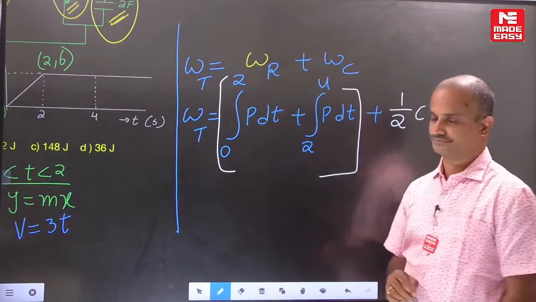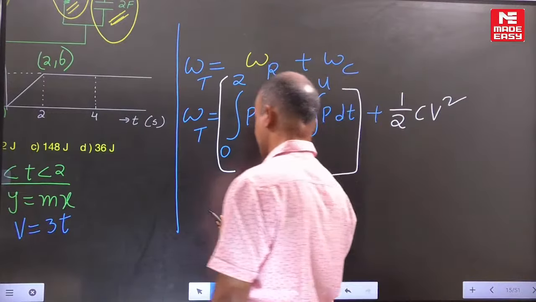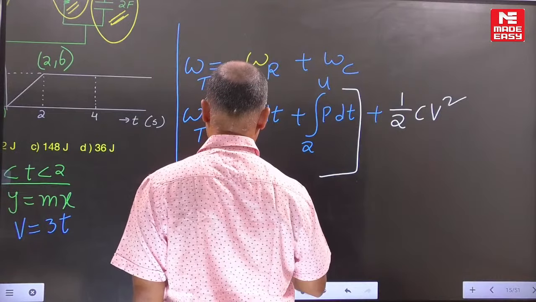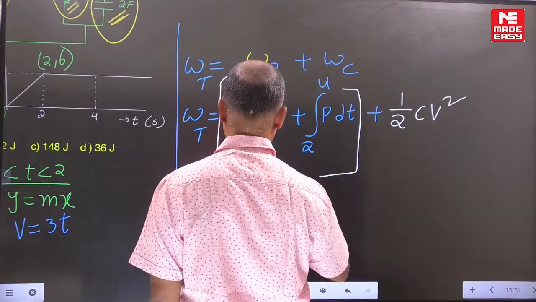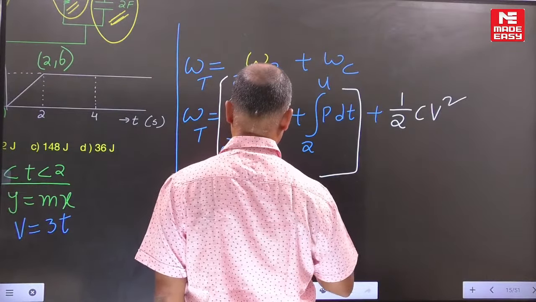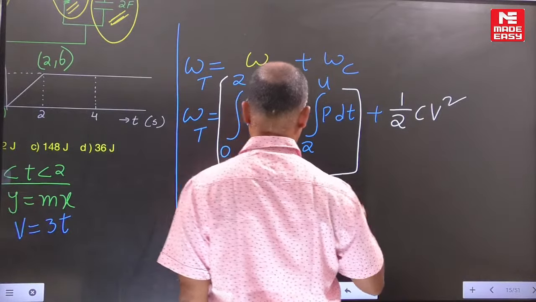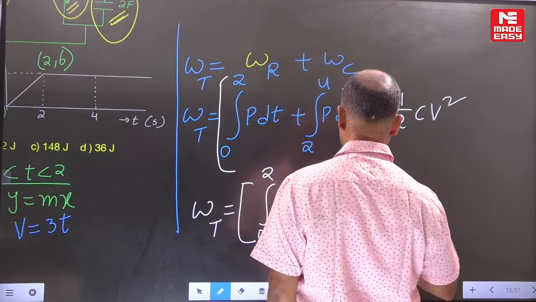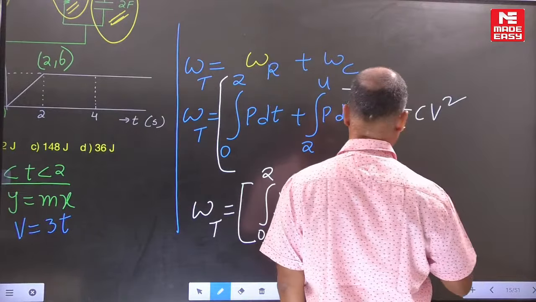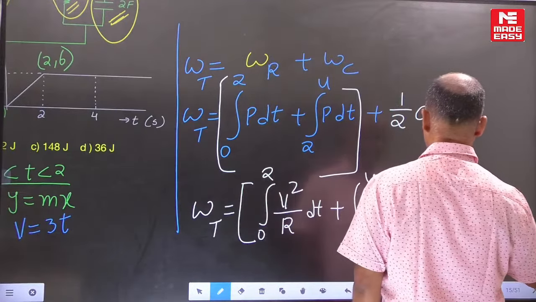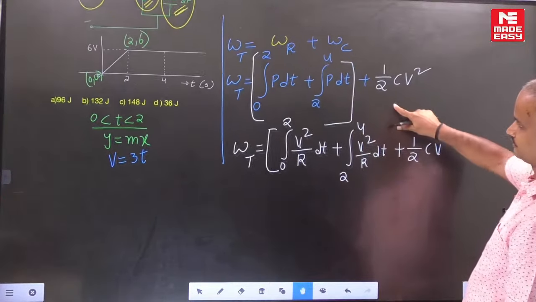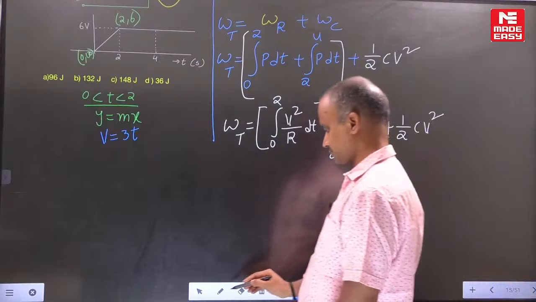Half CV square. Now if you substitute the respective expressions, the energy equals, for 0 to 2 seconds, the integral of v square by r dt, plus for 2 to 4 seconds, the integral of v square by r dt, and half CV square. Now can you substitute the respective values in this energy equation?